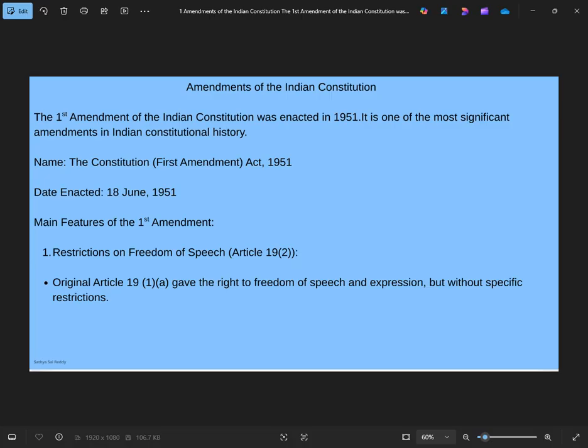Name: the Constitution, First Amendment Act 1951. Date: enacted 18th June 1951. Main features of the First Amendment. 1. Restrictions on freedom of speech. Article 19(2). Original Article 19(1)(a) gave the right to freedom of speech and expression, but without specific restrictions.